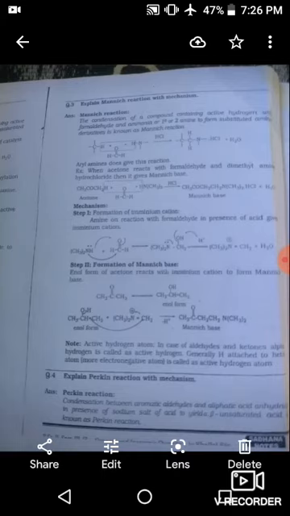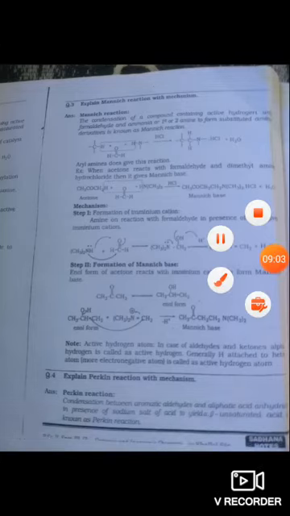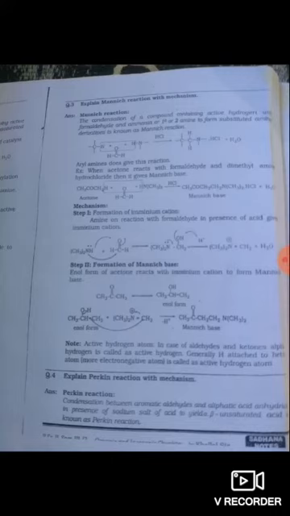This is your product. The simple steps of the Mannich reaction: the mechanism of this reaction, first step, is formation of the iminium cation. As you know, the lone pair present on the nitrogen atom of the secondary amine attacks the carbonyl group of the aldehyde. Whenever this lone pair attacks the carbonyl group, an iminium cation is formed.